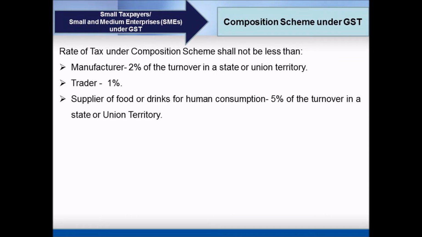Rate of tax under the composition scheme shall not be less than: manufacturer 2% of the turnover in a state or union territory, trader 1%, supplier of food or drinks for human consumption 5% of the turnover in a state or union territory.